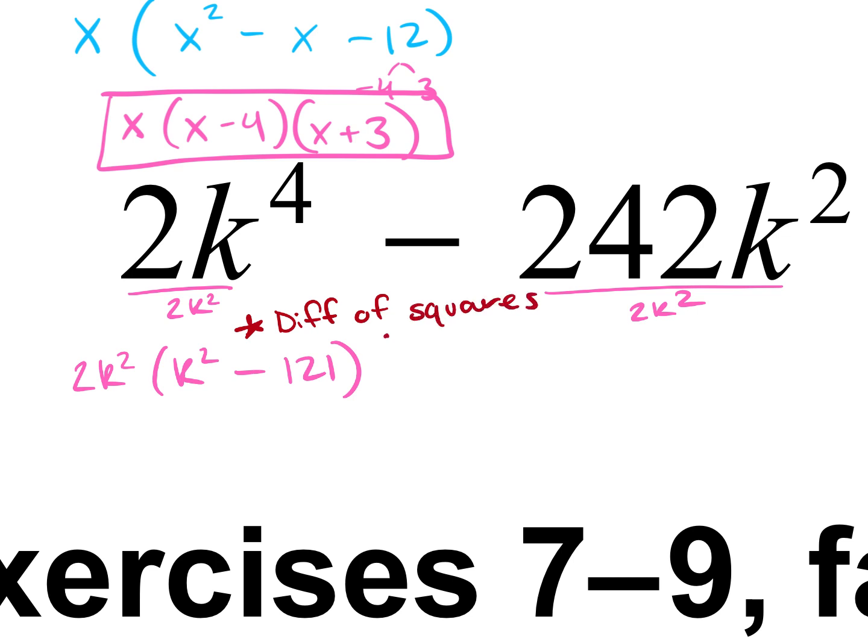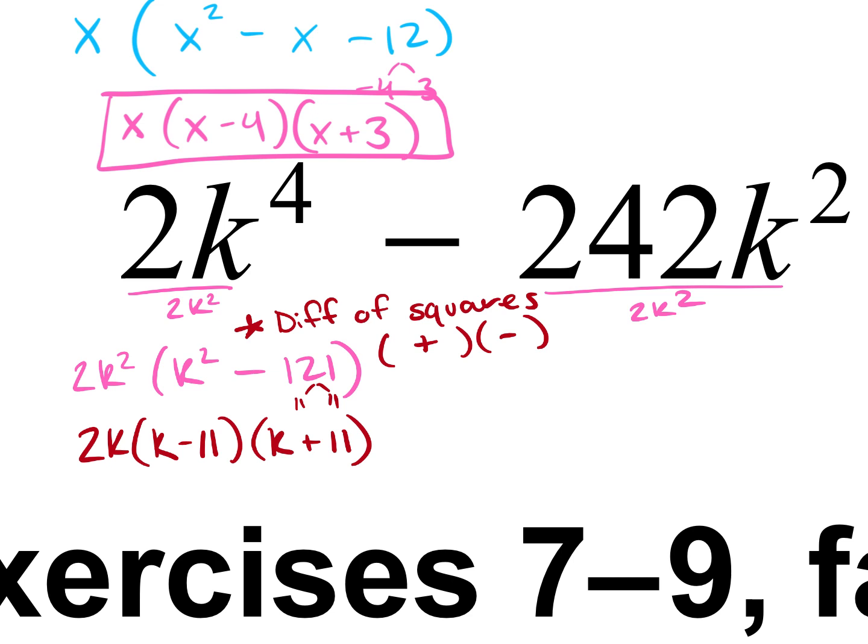So how does the difference of squares factor? A plus and a minus. So what would go into my parentheses? k minus 11 and k plus 11. Perfect. Because my two factors of 121 were 11 times 11. And then I can't forget about the 2k squared that I took out in the beginning. So this would be my answer.